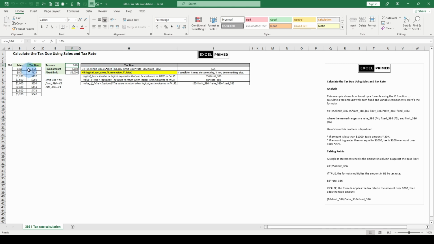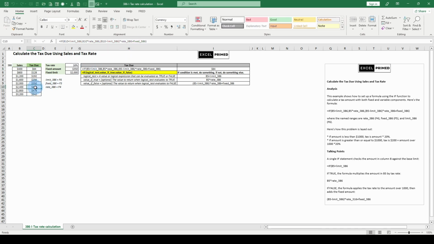B5 times rates. If the sales is greater than limit 386, we're going to take B5 minus limit 386, 2,400 minus $2,000, times 16% plus 350.